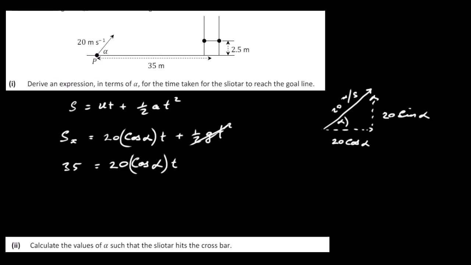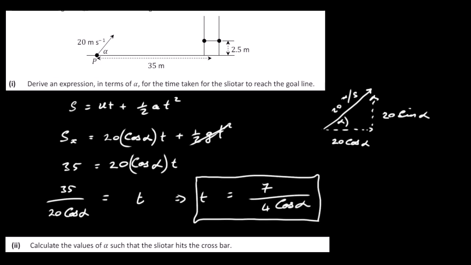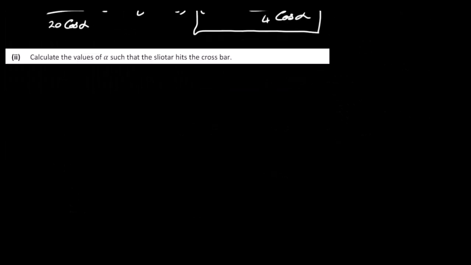So we want an expression for t, so it's simply going to be t is equal to 35 over 20 cos alpha. Or we can just say t is equal to 7 over 4 cos alpha. Okay, that was part 1. Let's have a look at part 2.